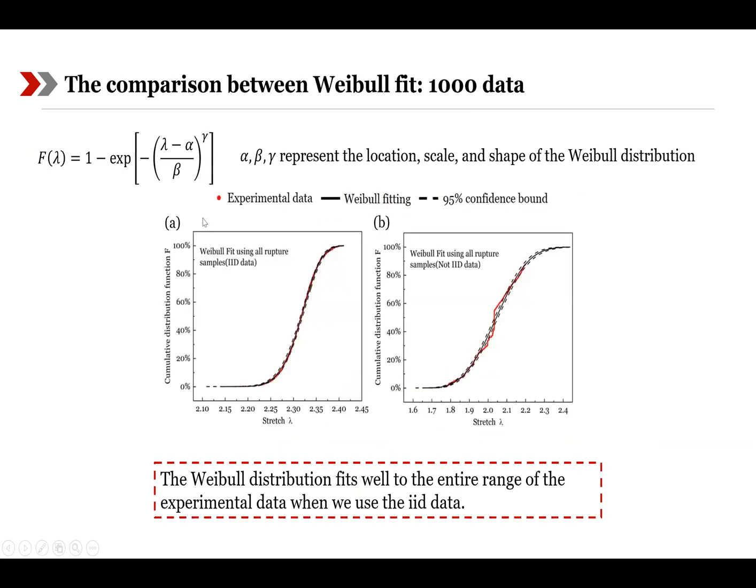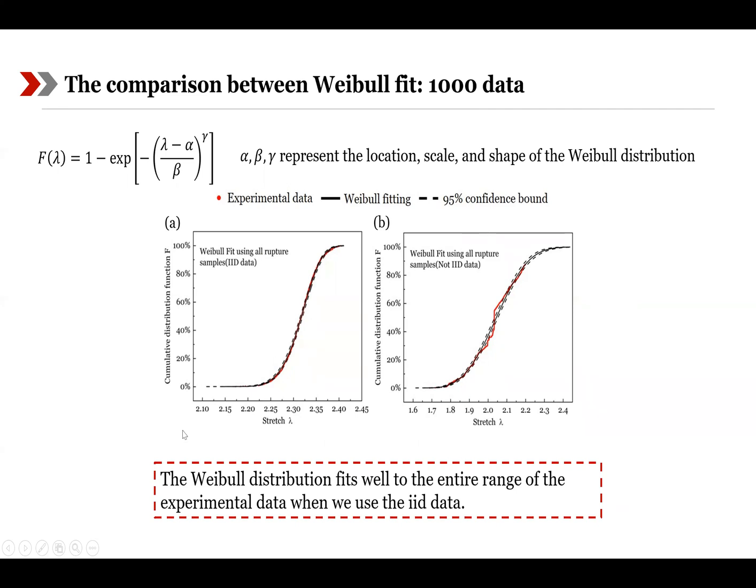What advantage does this data have? We use the 1000 IID data from the 5 rounds of the improved experiment on one single row and the non-IID data in our previous paper to fit the Weibull distribution. The fitting curve is marked with the black solid curve, and the 95% confidence interval is marked with the 2 black dashed curves.